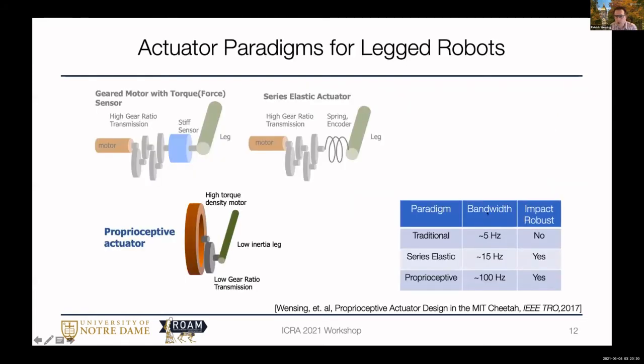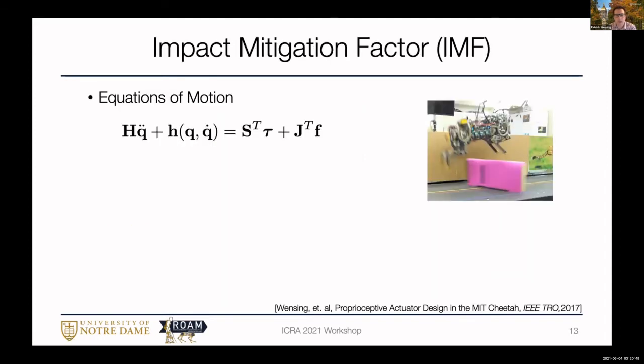So we've quantified these bandwidth numbers, but I haven't really quantified this impact robustness. So in our paper in 2017, we came up with a way to quantify the capability of the passive dynamics to mitigate impact impulses. Let me try to diagram it for you. So we've got our equations of motion for the robot, and we know that when the robot flies through the air, when its foot hits the ground, there's going to be an impact impulse that's kind of opposite to the impact velocity. And it turns out that impact impulse is scaled by this matrix lambda that's the operational space inertia matrix.